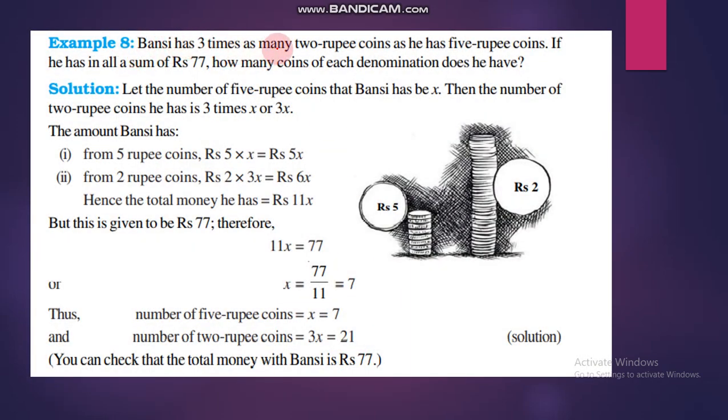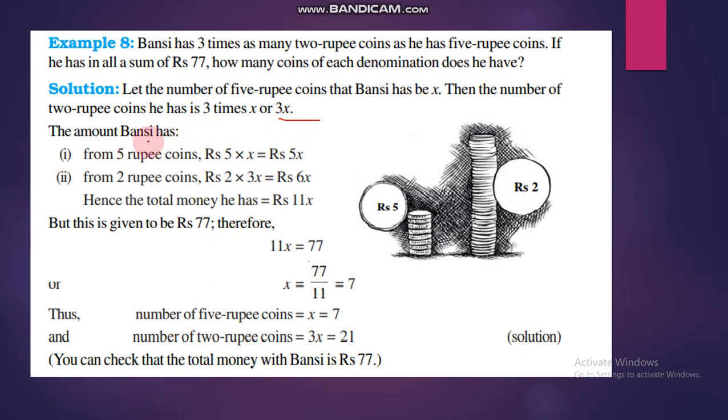Bansi has 3 times as many 2 rupee coins as he has 5 rupee coins. If he has a sum of 77 rupees in all, how many coins of each denomination does he have? Okay, so denomination means what? The number of coins or rupees. So let the number of 5 rupee coins that Bansi has be x, and the number of 2 rupee coins is 3 times that, so that is 3x.